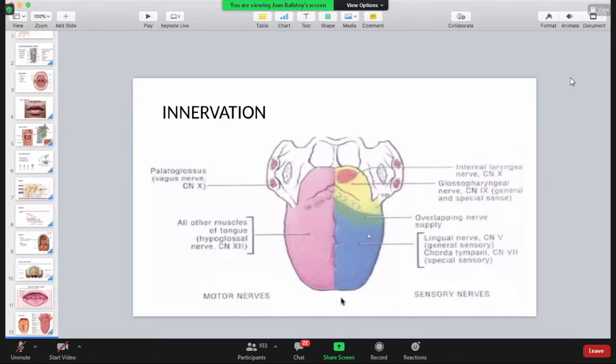Now, when it comes to sensory, the posterior third is innervated by cranial nerve 9 or the glossopharyngeal nerve, while the anterior two-thirds is innervated by the lingual nerve of cranial nerve 5 for general sensory, and for special sensory, by the chorda tympani of the facial nerve. All right, so you have to know those facts about the tongue.